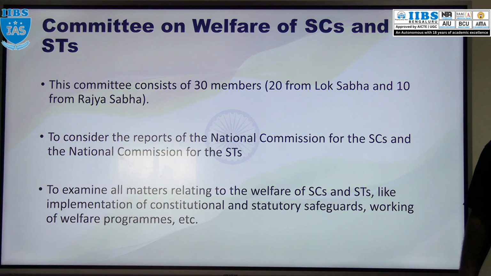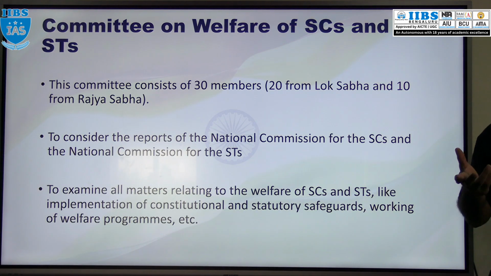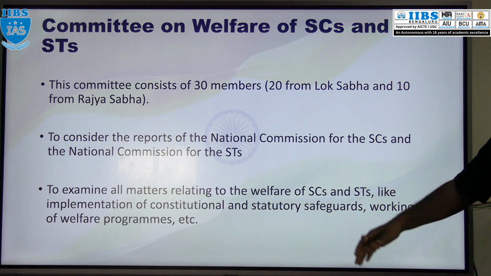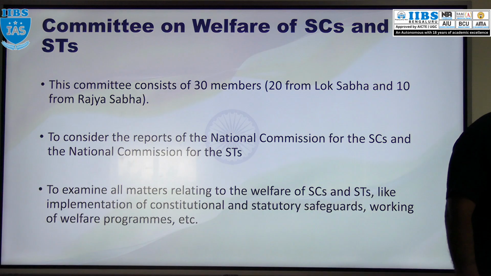Apart from that, this committee also examines all the matters related to the welfare of SC and ST: implementation of constitutional provisions, any statutory provisions, or any welfare program for SC and ST, whether they are being implemented properly or not. Any law for SC and ST, whether that law is being implemented properly or not, will also be examined by whom? This committee. Okay, Committee on SC and ST.